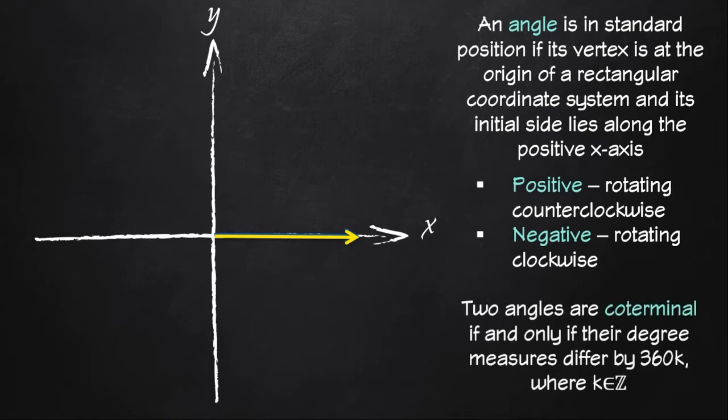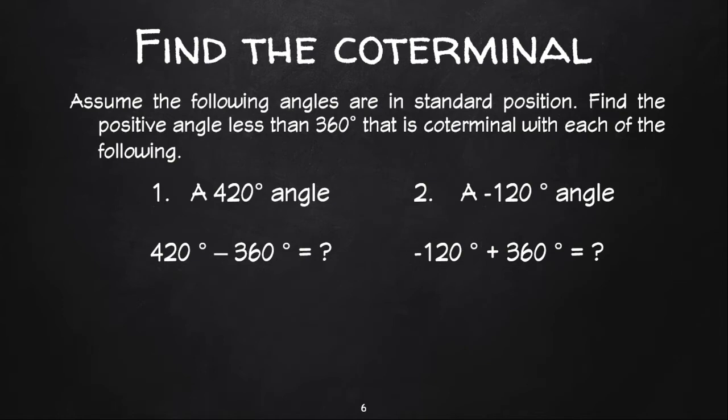2 angles are coterminal if and only if their degree measures differ by 360k, where k is an element of integer. Okay, let's find the coterminal angles. Assume the following angles are in standard position. Find the positive angle less than 360 degrees that is coterminal with each of the following. So you have first the 420 angle. So you just subtract 360 degrees. So we have 60 degrees answer.